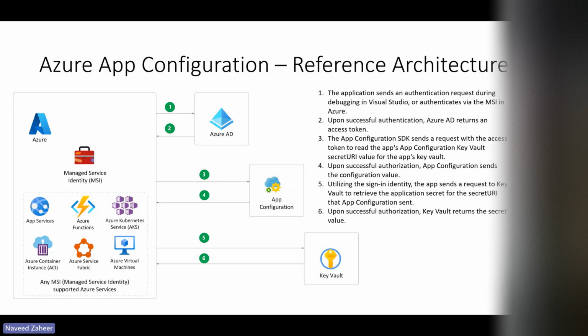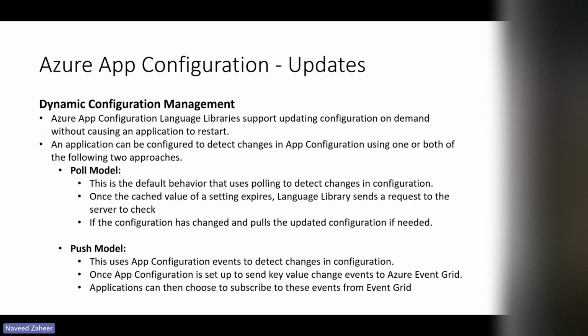Okay, so let's see what are some of the features. The first one that I want to talk about is dynamic configuration management. So we talk about configuration management. Yes, configuration management is there. It's stored in the app config, centralized, all that. But let's say you make some updates to it, how does your application know about it?